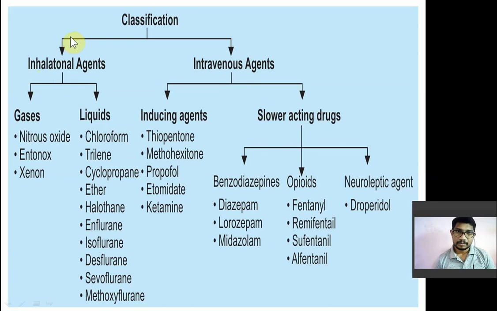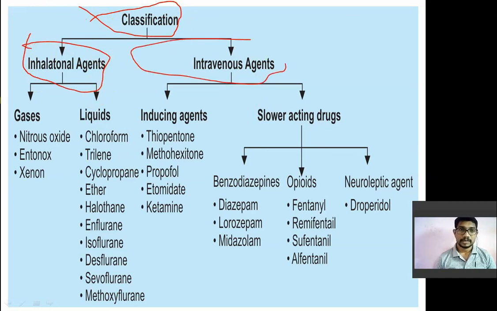The anesthetic agent, or the anesthesiologist, has a major role in the operation. Even a one ml error and your wicket is gone. Classification of anesthesia: anesthetics are classified into two main categories. First is inhalation anesthetic agents and second is intravenous anesthetics. In inhalation agents you have two subtypes: gases and liquids.